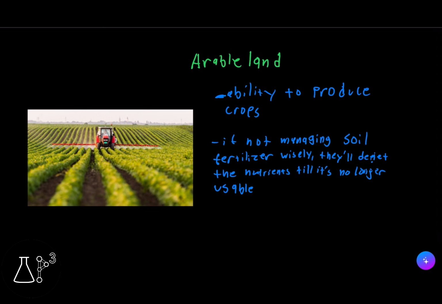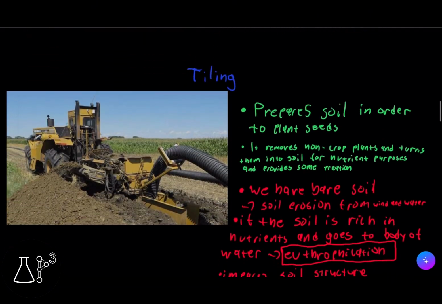So as we can see, we have arable land. It's the ability to produce crops, as we can see from the image. The machine's basically doing its best to produce crops as fast as possible. Now, if not managing soil fertilizer wisely or correctly, they'll deplete the nutrients till it's no longer usable. So this is what's all important for arable land. So let's move over to our second topic, tilling.